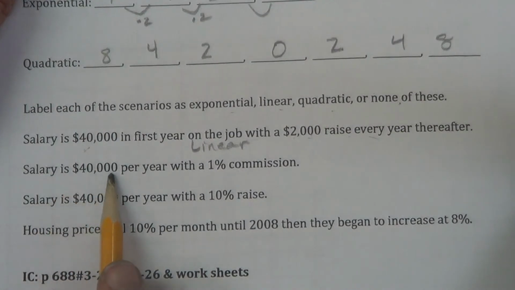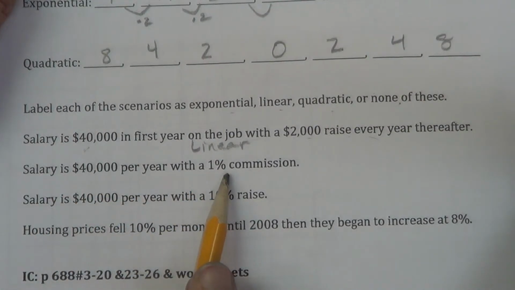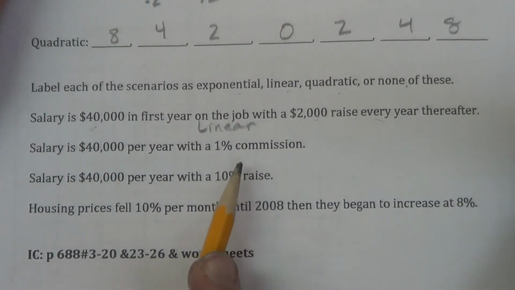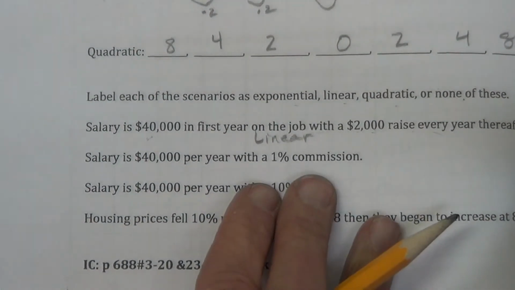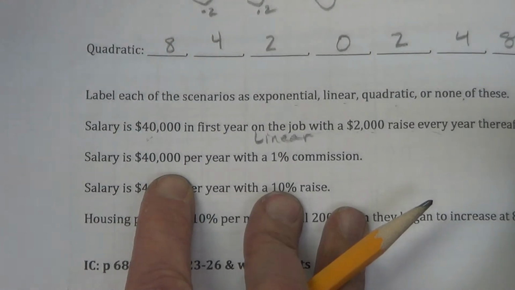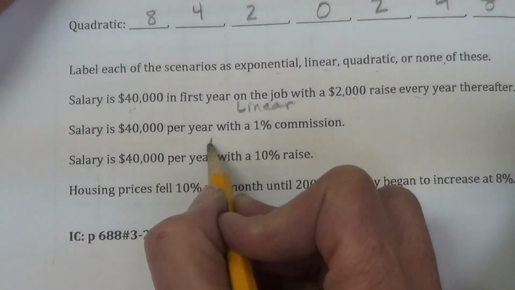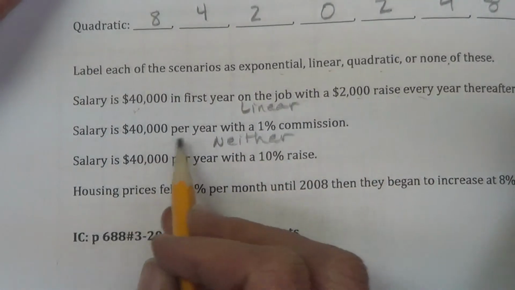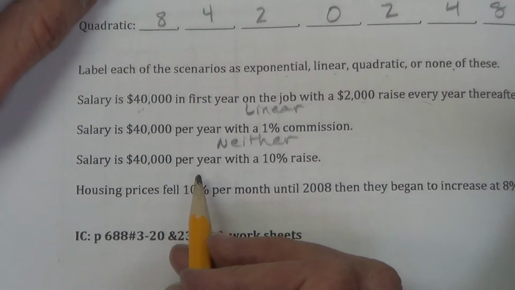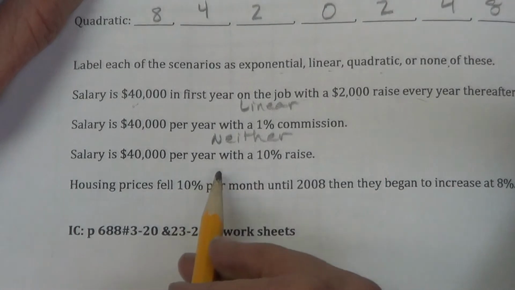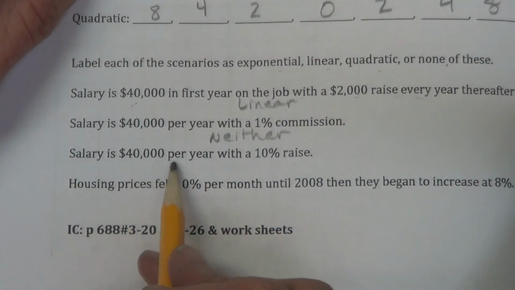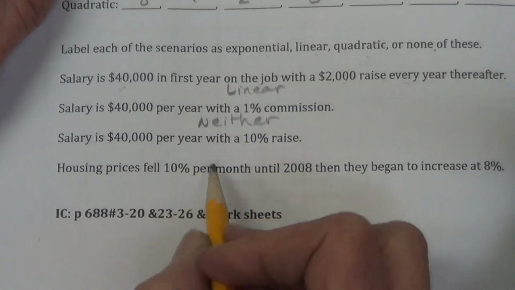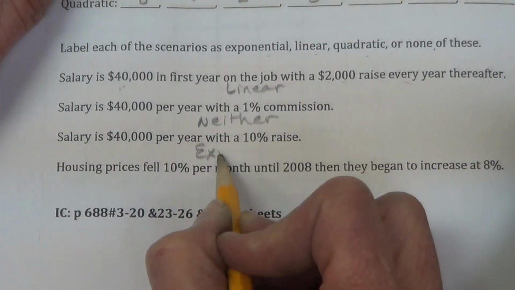A salary of $40,000 per year with a 1% commission. Well, 1% commission is 1% on something else that you make, not on this $40,000. So that's neither. Because sometimes you might make money and get a raise, other times you might not. Or none of these, I guess we could have written. Salary of $40,000 per year with a 10% raise. That's up on the $40,000. So that is exponential.